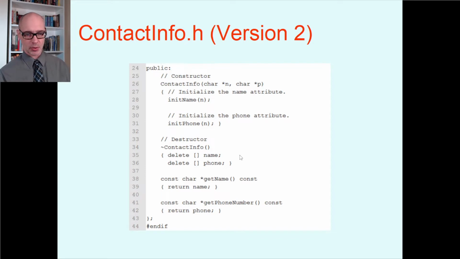So here's the destructor, of course, that needs to deallocate, delete the array that you made for name and the array that you made for phone dynamically. So of course that's in the destructor, we knew that. And then here's the 2 accessors.